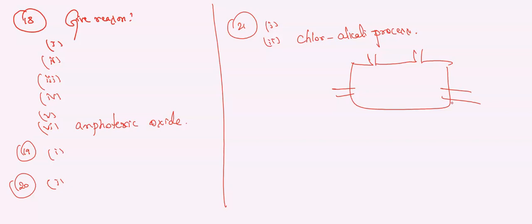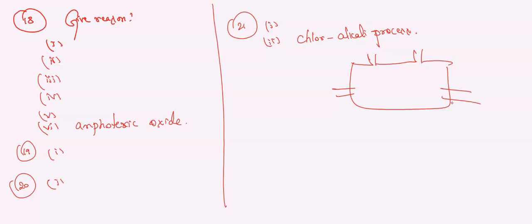Next, option B. Explain the method of preparing an electromagnet. How do you test the poles of an electromagnet? With the help of a magnetic compass.